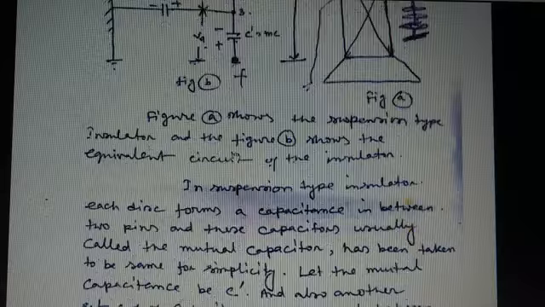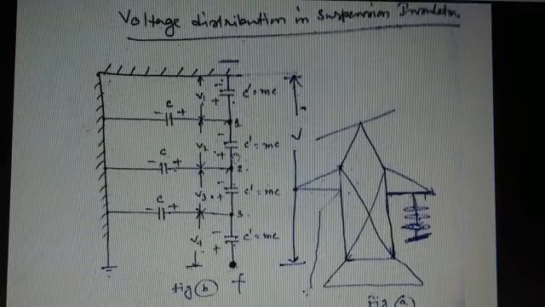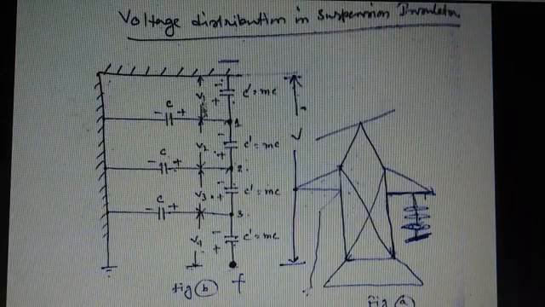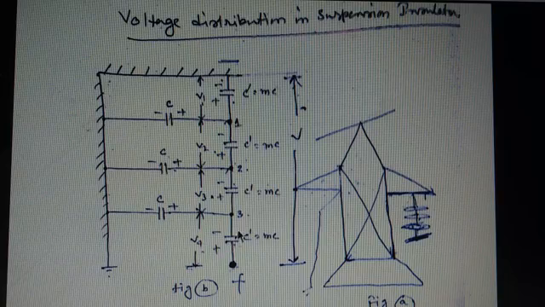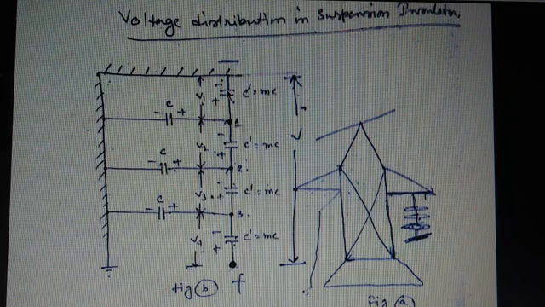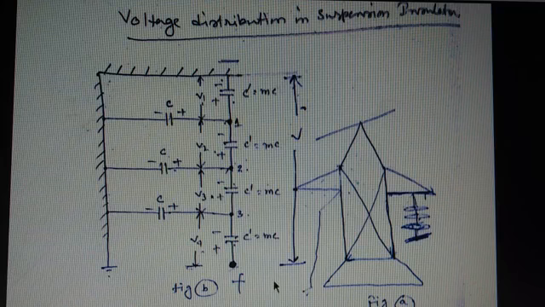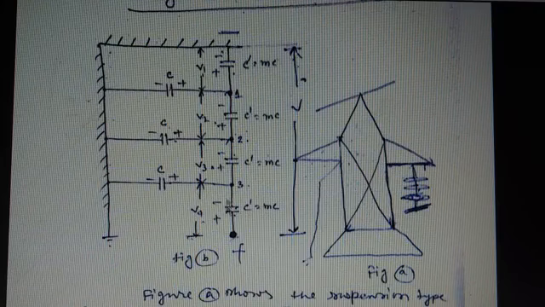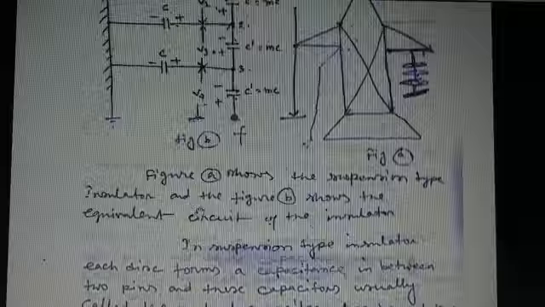From the above figure, which shows the suspension type insulators, here the voltage across each disc is considered. Each capacitance C dash indicates a disc insulator. So this is a disc insulator, disc insulator, disc insulator, and disc insulator. So here are 4 disc insulators, and each insulator is connected with the line support and the tower.